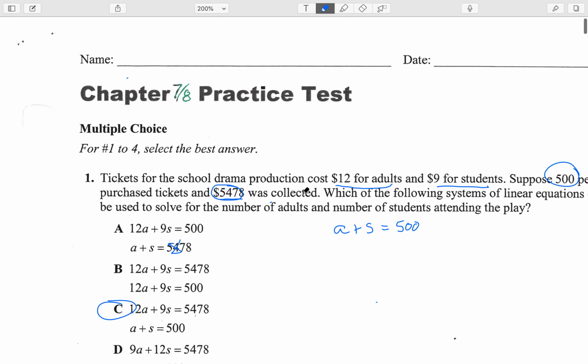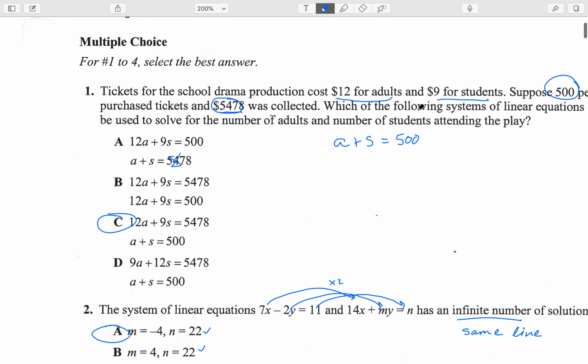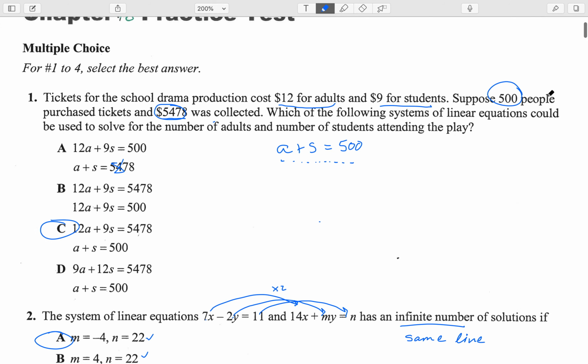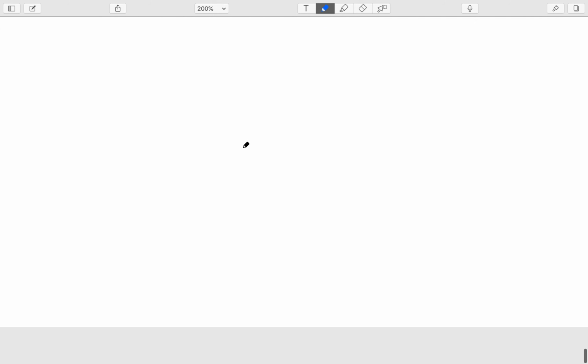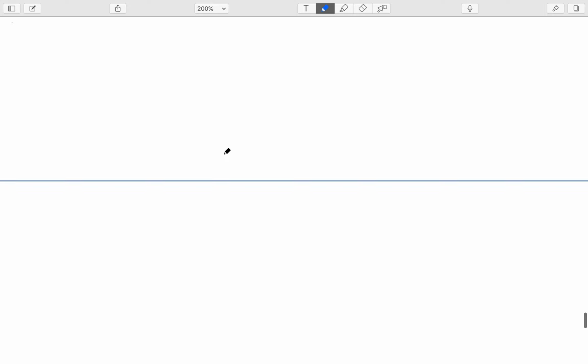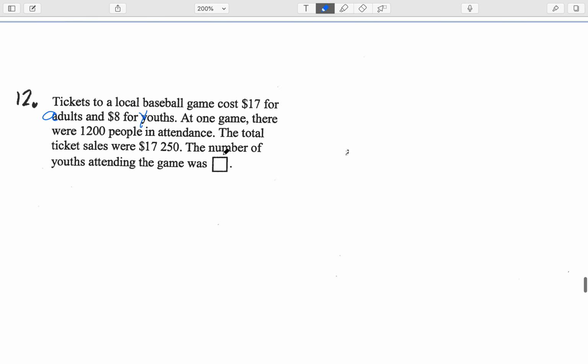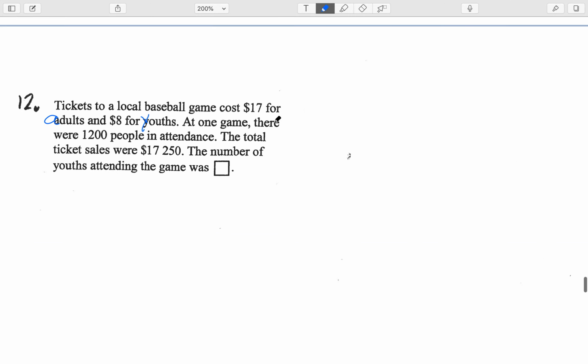Let's go back to the very, very first question. You remember? We were talking about adults and students, and one of the equations was A plus S. That's just a total, right? 500 people in total purchase tickets. Let's go back. Okay, where do we go? Here it is. It's the same kind of question. There was 1,200 people in attendance.